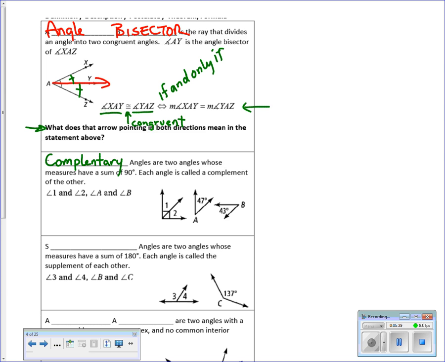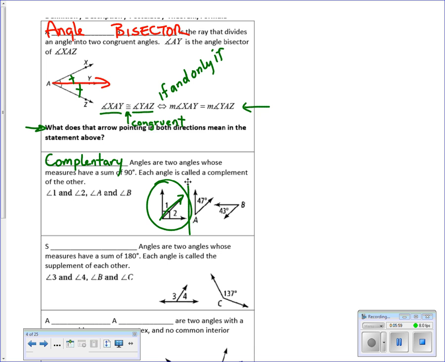Complementary angles are two angles whose sum is equal to 90 degrees, okay? So here's two sets of angles. Over here are two angles that are right next door to each other. These are called adjacent angles. They share a common wall. And so 1 and 2 are complementary because when you put them together, they form that right angle, which we know to be 90 degrees.